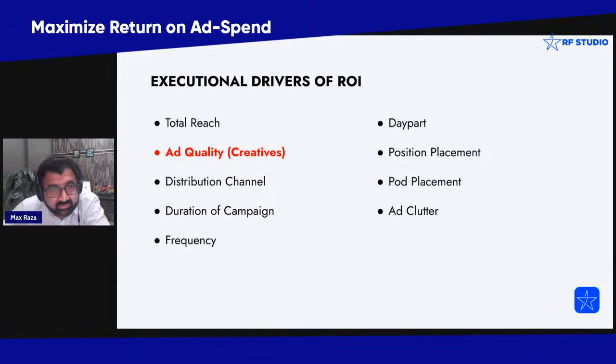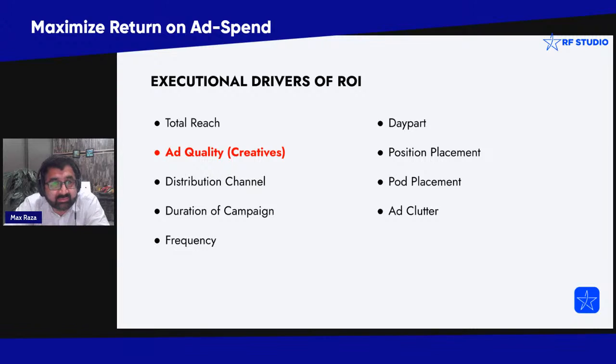Ad creative, again, very important for you to make sure that your ad quality is super super high, and it can beat other creatives which are targeting the same platform. If you would be going out with a boring creative, it would definitely affect your ROAS.